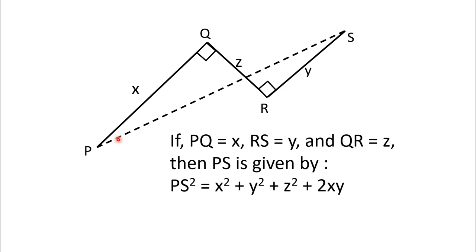So if we join PS, then the length of the dotted line PS is given by PS square is equal to X square plus Y square plus Z square plus 2XY. And we are going to use this formula, which will help us in arriving at the solution in just two steps.